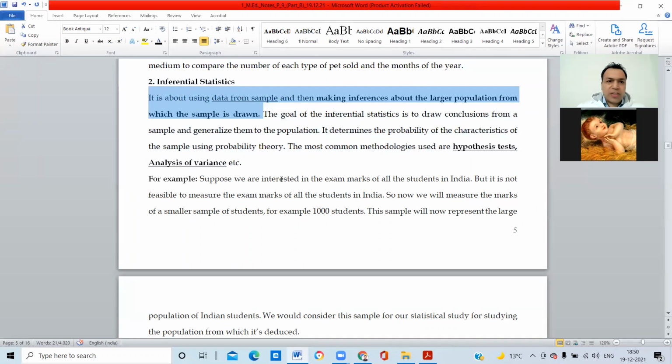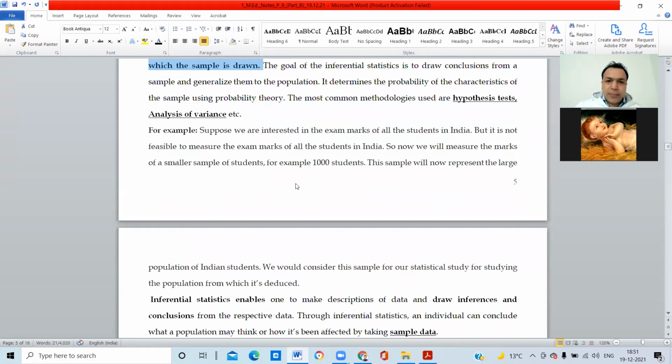Right. What is inferential statistics? So first of all, inferential statistics is about using data from a sample. Inferential statistics use the data from a sample and then make inferences about the large population. It selects the data from the sample and what does it do? It is taking the data from the sample, and whatever result it is producing, that is representing the whole population, right?